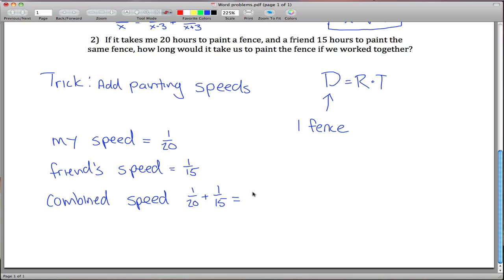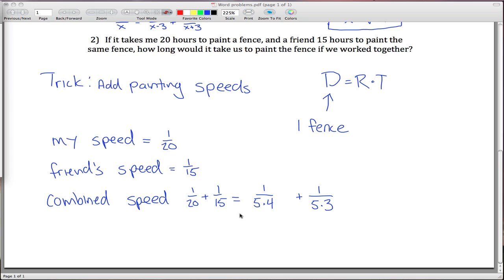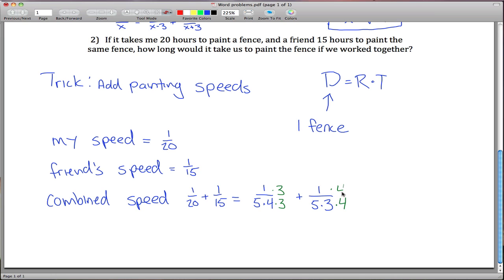It's a little hard to add up in your head, but you could think of 1/20th as 1 divided by 5 times 4, and 1/15th as 1 divided by 5 times 3, and then figure out what we got to do to get a common denominator. Over here it looks like we're missing a 3, so we'll multiply by 3 over 3. And over here we're missing a 4, so we'll multiply by 4 over 4. And if you do that, you get a common denominator of 3 times 5 times 4. 15 times 4 is 60. And up top we got a 3 plus a 4 is 7. So we got our combined speed is 7/60ths.